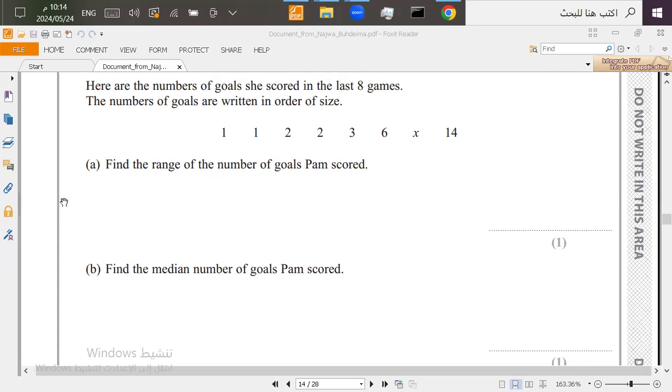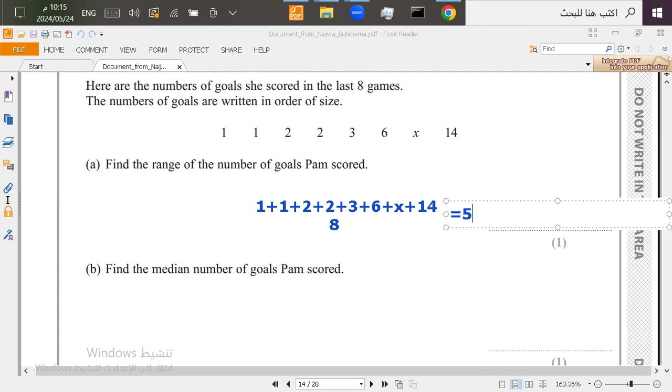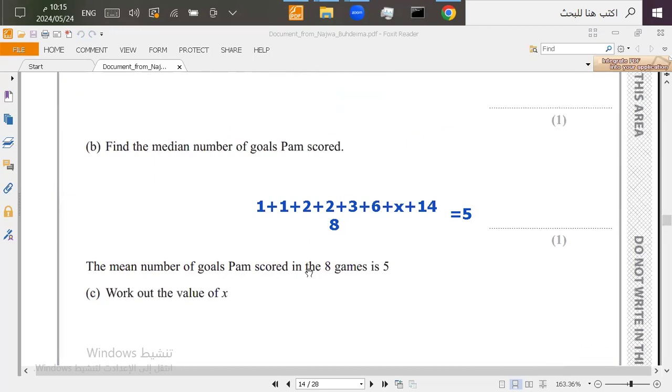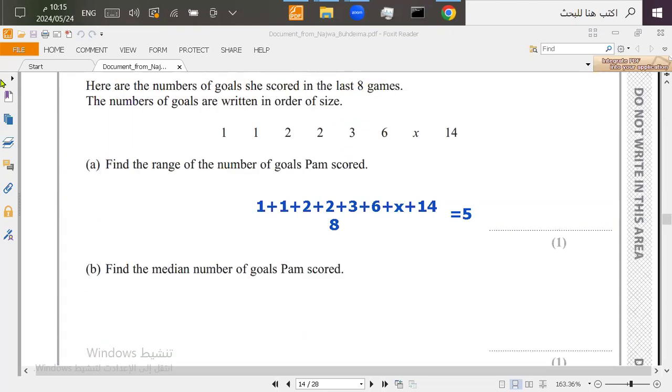Okay. First thing we do, yes, we know that the mean means what? It means you add all of these data and then you divide them by the count, which is 8. It means we're going to add all of these. I'm answering question C, of course. So we're going to add 1 plus 1 plus 2 plus 2 plus 3 plus 6 plus x plus 14. And then when you divide them by their count, which is 8, they're supposed to give you the mean, which is 5. Okay, let me go down and check. Yes, the mean is 5. Yes. Now I'm going to use this information to find the value of x.